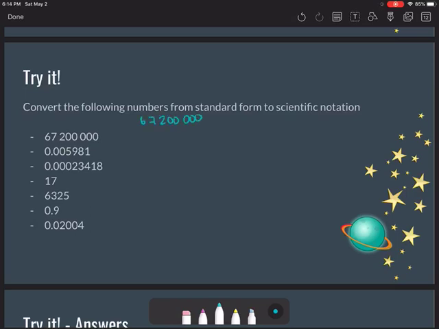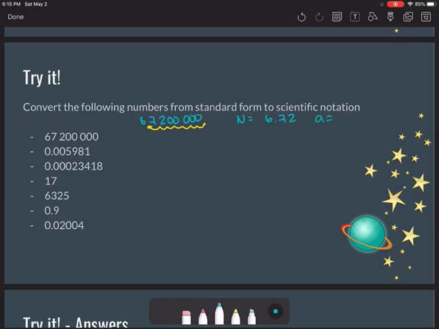67,200,000. Our decimal starts on the very end here because it's not otherwise written inside of our examples. And we are trying to figure out our n value. My n value is determined by moving that decimal over until I only have one number that isn't a 0 to the left of my decimal. So I'm going to be moving it 1, 2, 3, 4, 5, 6, 7 times until I get 6.72.